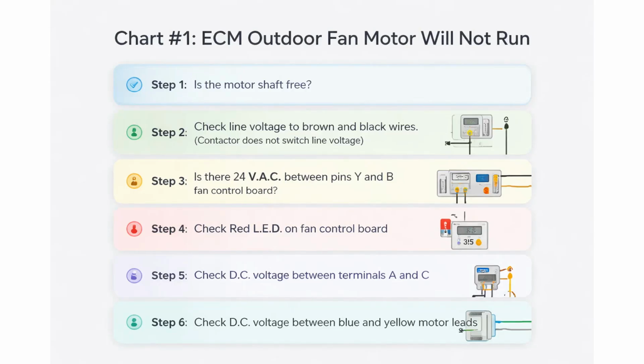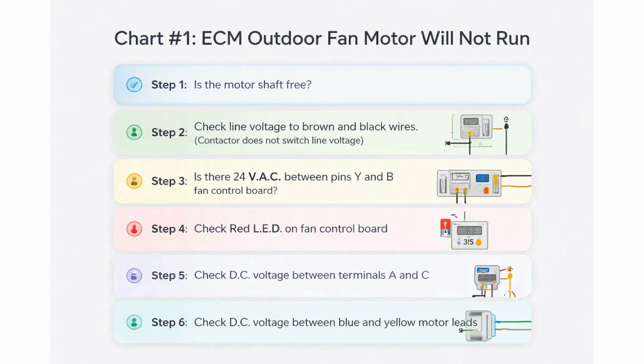ECMs aren't just used for indoor blowers, they are also used as outdoor fan motors. If an outdoor ECM fan won't run, start with the basics. Ensure the motor shaft spins freely. Next, check for line voltage at the brown and black wires. Remember, the contactor does not switch the line voltage for these motors, it's always hot.